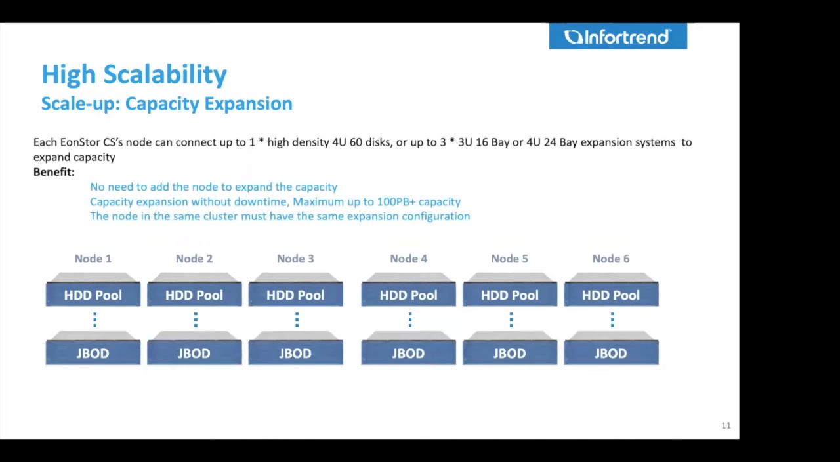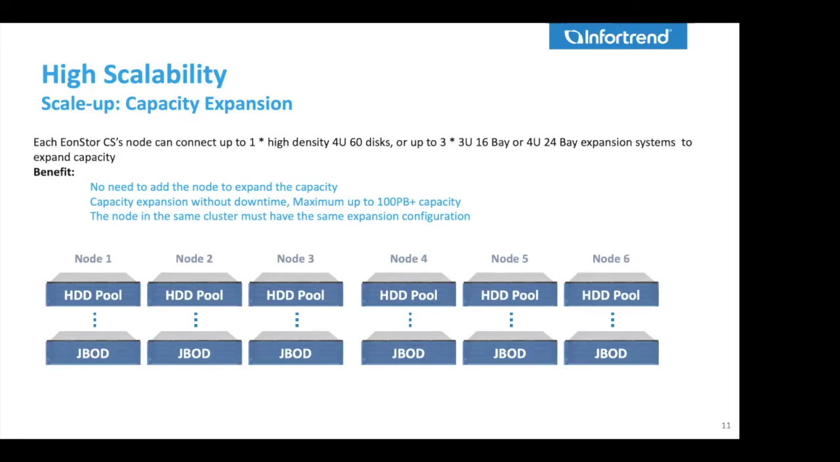As you might have expected for scale-up capacity expansion, when you scale the nodes by adding an expansion system, JBODs as they're referred to here, you have to add a JBOD with the same kind of capacity to each of the nodes. So if you have a 3-node cluster and you want to add expansion systems to it, you have to have an equal number of expansion systems. In this case, we can see that each of the nodes has a single expansion system connected, and that would have the same configuration of hard drives in it.